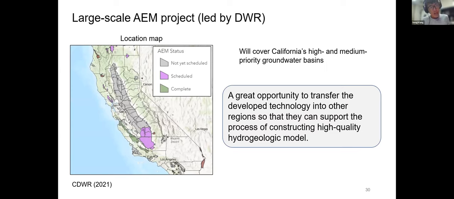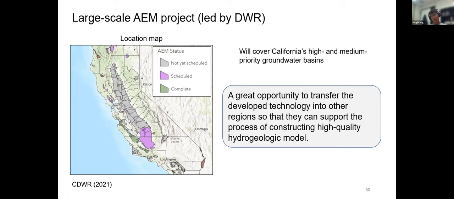The motivation for this study was the large-scale airborne EM project led by the California Department of Water Resources. This gray region shows where California DWR is planning to do an airborne EM survey with their large-scale AEM project. With this project, they're covering the entire Central Valley and some other regions in California. Bottom line, there will be lots of airborne data in California.